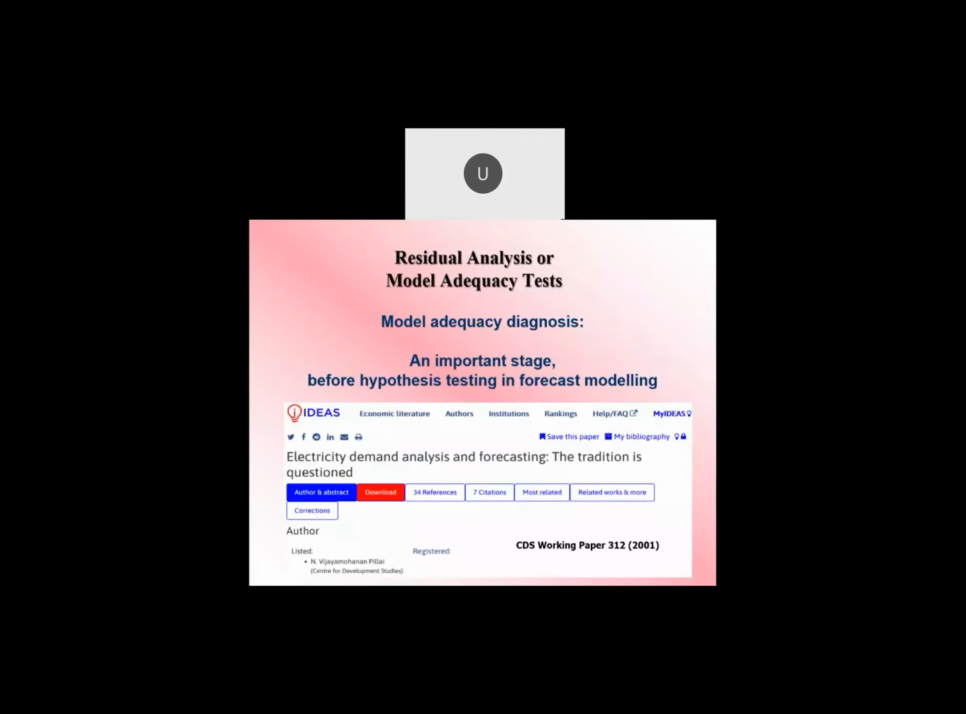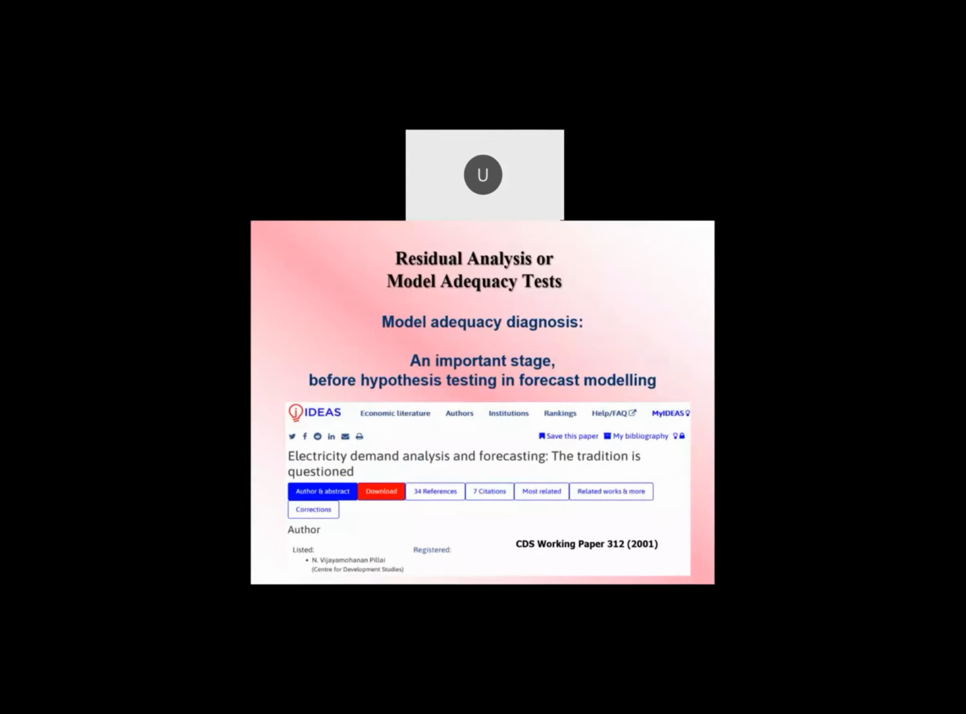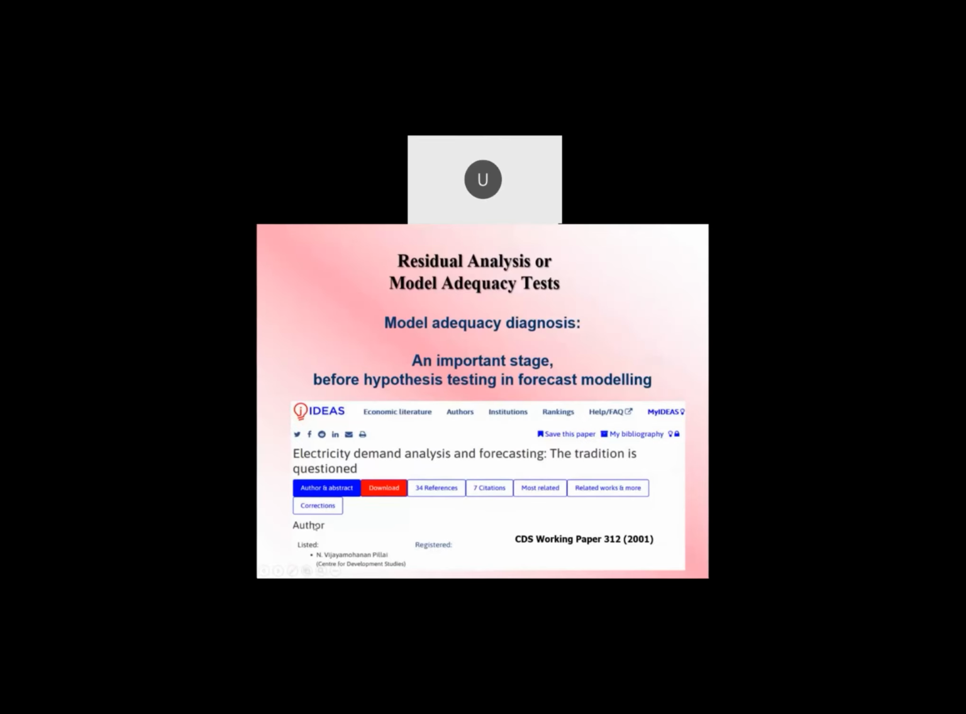And all my lecture series are available there, all my publications. And this working paper also is available there. It is important that you read this one. This is electricity demand analysis and forecasting. The tradition is questioned. That is, I was questioning the tradition of not reporting the model adequacy diagnosis. So it is good that you read this particular working paper.